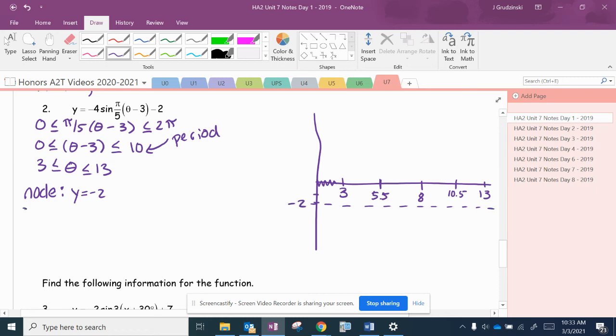And then to get our crest, I'm going to write the amplitude down first. The amplitude is 4 because it's always positive. So to get my crest and trough, I add and subtract 4, so that's going to be positive 2 and negative 6.